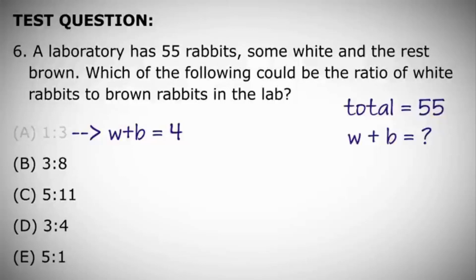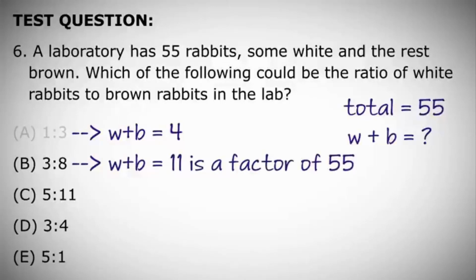Eliminate A. Answer choice B gives us the ratio of 3 and 8. When you add 3 and 8 together, that tells us that at minimum, we're going to have 11 total rabbits. Now, 11 is a factor of 55. We could multiply 11 by 5 to get 55 total rabbits.